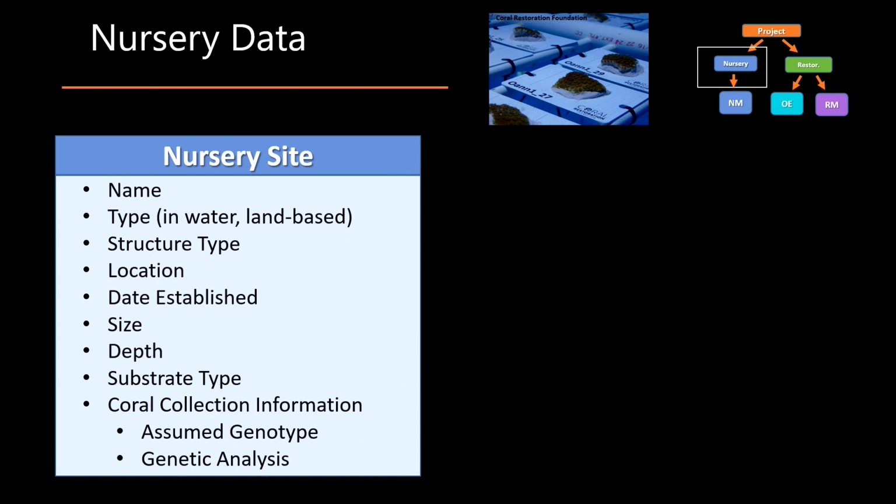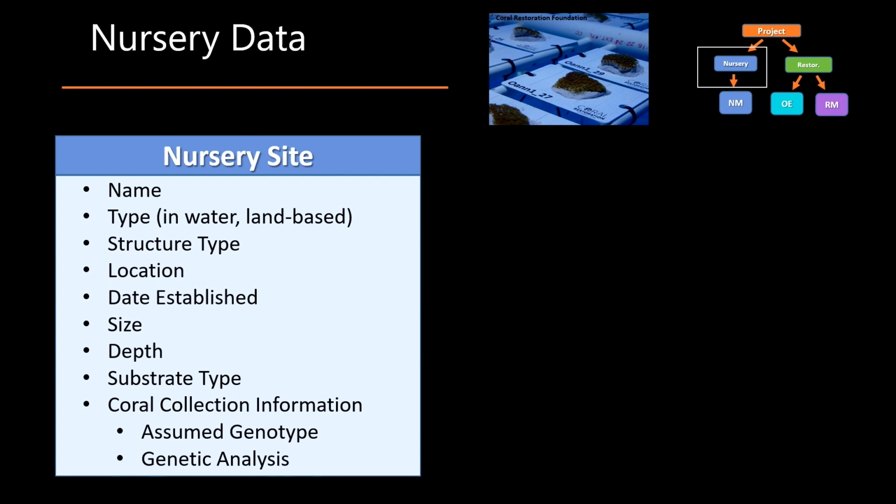So for nursery sites, we want to know if the nursery is an in-water nursery or if it's land-based. And if it's in-water, what type of structures you use. The location of the site, so that's both latitude and longitude, as well as the country and whether or not it's in a marine protected area. We want to know the date the nursery was established and how big it is. We have a number of drop-down lists in an effort to standardize data entry. So for depth and substrate types, those are both drop-down lists.